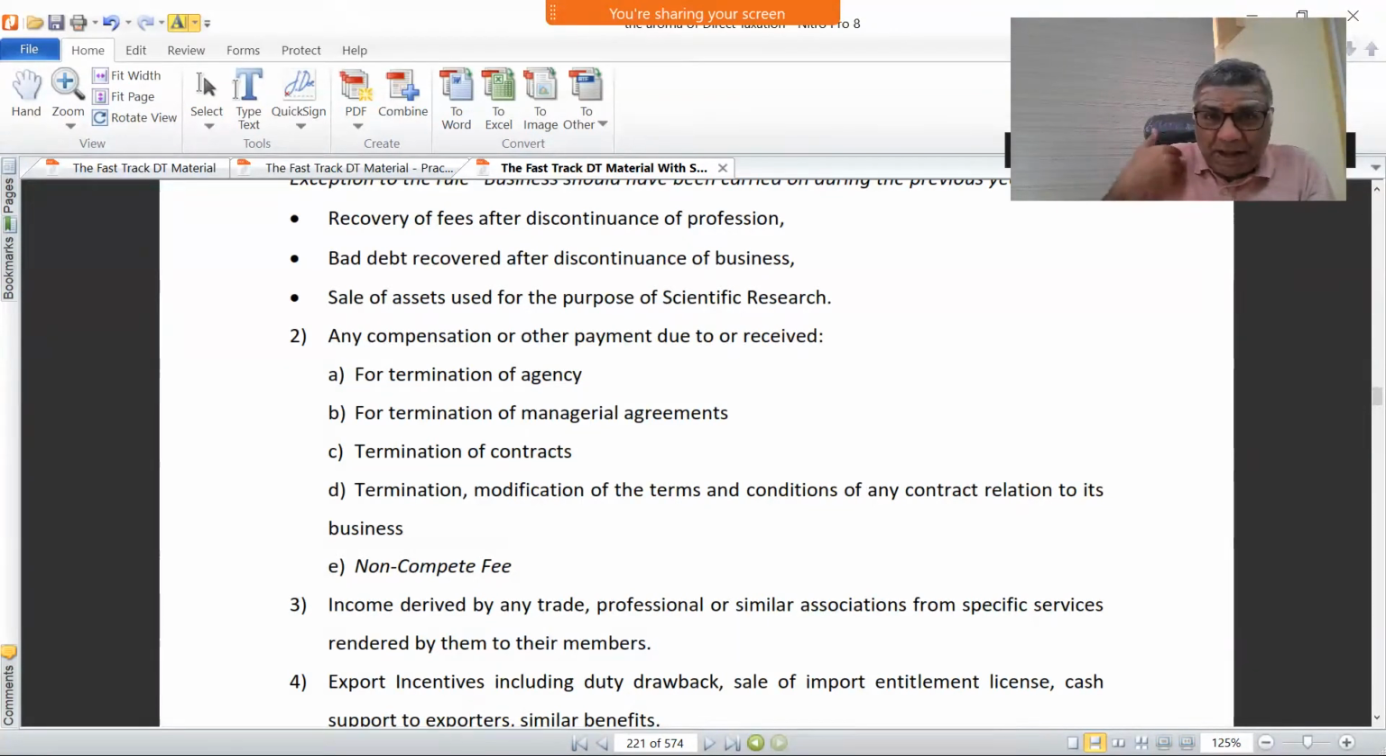For me, it is an expenditure. For the factory, the receiver, it is an income. All types of compensation are taxable here as income, including non-compete fees. Including non-compete fees, all types of compensations are taxable here except where the compensation can be directly linked to an asset. I gave you an example that I am supposed to supply 1 lakh units of a product. I am unable to meet the supply criteria.